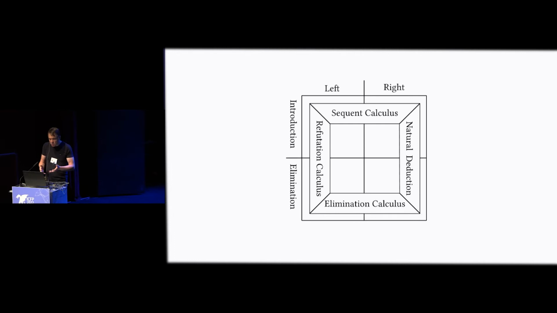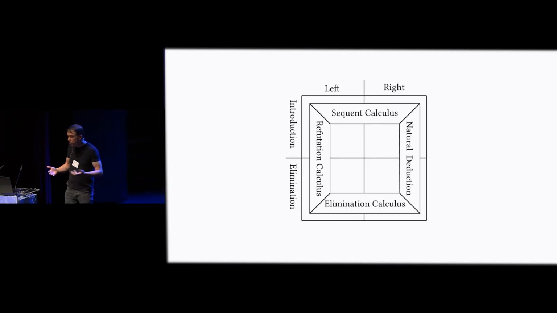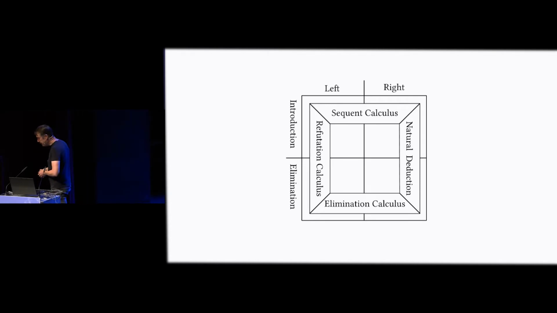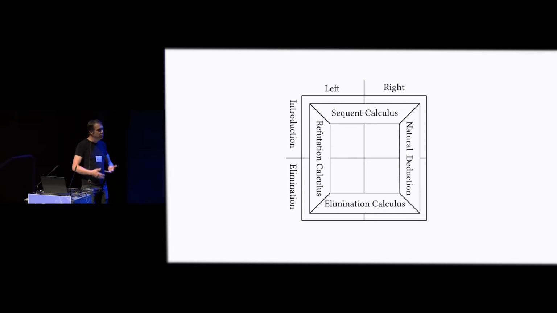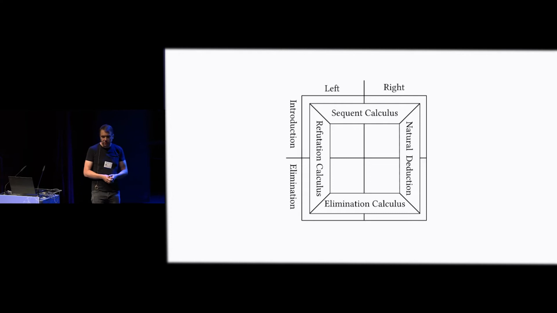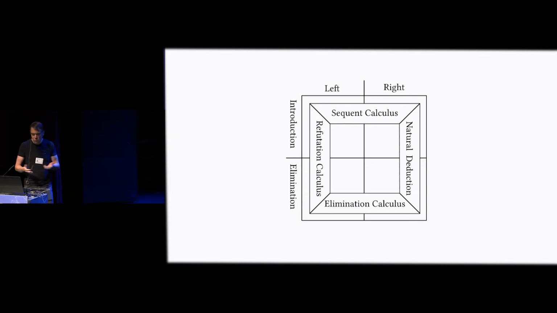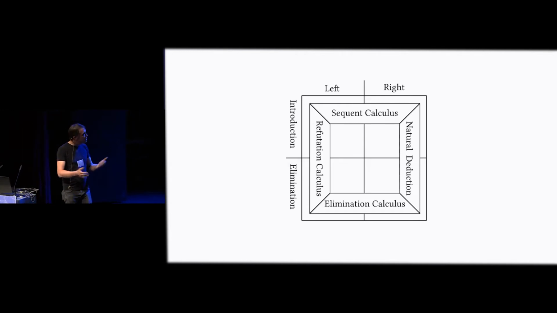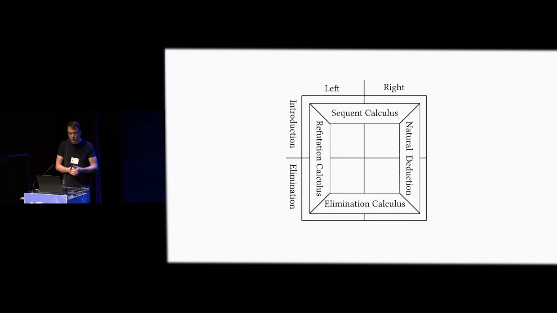Okay, so the setting that in programming we are most used to is that we have right introduction and right elimination rules. That's the basis of natural deduction, the lambda calculus, and so forth. So that's by far the most studied kind of rule system. The sequent calculus is another very common variant where we have only introduction rules, but left and right.